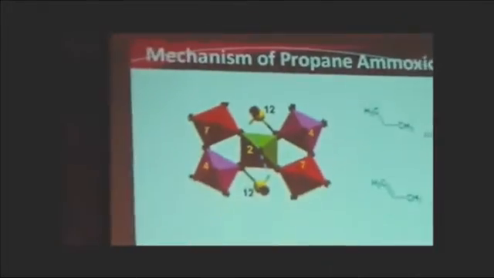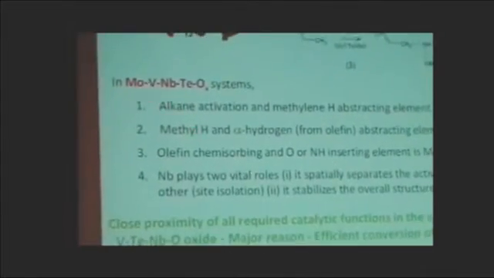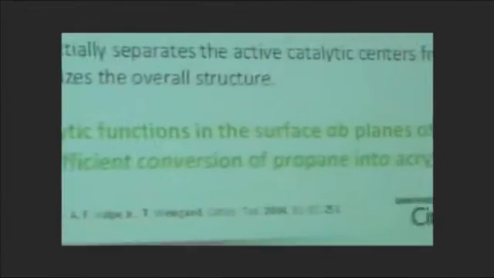For example, there are 4 main important steps in the reaction. The first one is the conversion of propane to propene. The second one is the formation of the allylic intermediate, followed by oxygen and ammonia activation on the surface of the catalyst. These steps are taken care of by the molybdenum, vanadium, and tellurium present in the system, while niobium takes care of the separation of the active sites and stabilizes the structure.